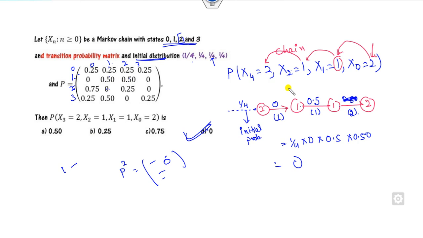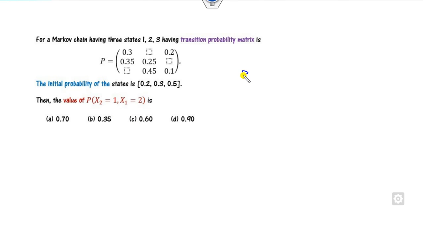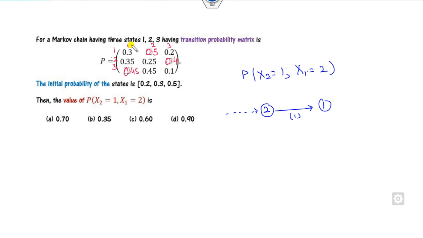Again, these are my chain. You can see X2 is 1, X1 is my 2. So you start from the 2 and then go to the 1. Time period is my 1. This is my initial probability. The states are my 1, 2, 3 and 1, 2, 3. You can find the missing numbers. The row sum is 1, so it is 0.5. This is 0.4, this is 0.45. 2 to 1 is 0.35. This is the initial probability of the time period 1.